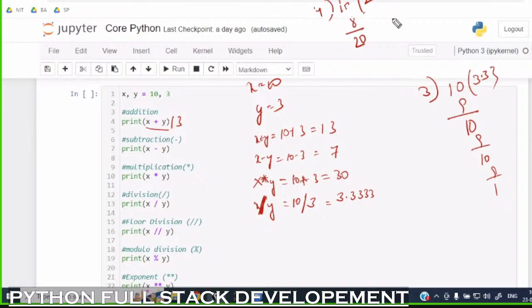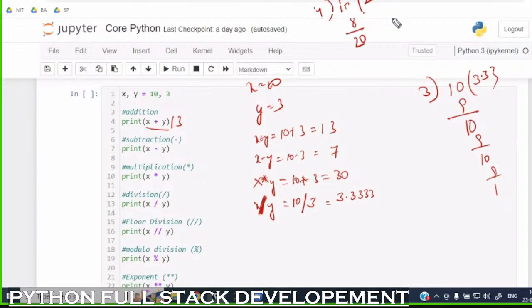Next one, we are going to start the comparison operators. Next concept is comparison operators. What is meant by comparison? It means comparing between two values, so they are called comparison operators. Here a, b is equal to 10, 20. That is, a is equal to 10 and b is equal to 20. If you ask print a less than b, that is 10 less than 20.